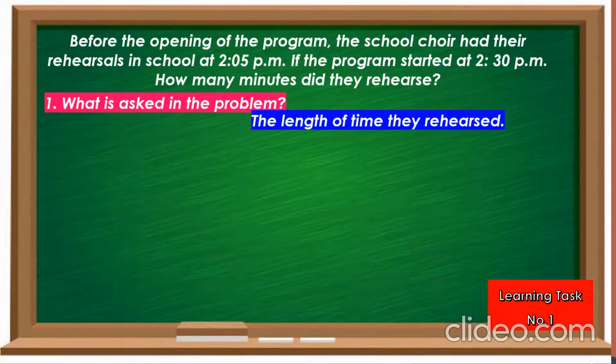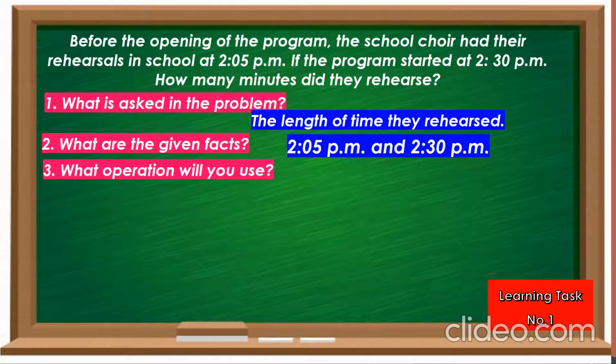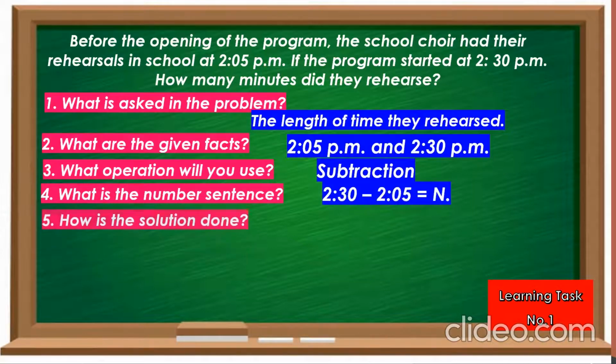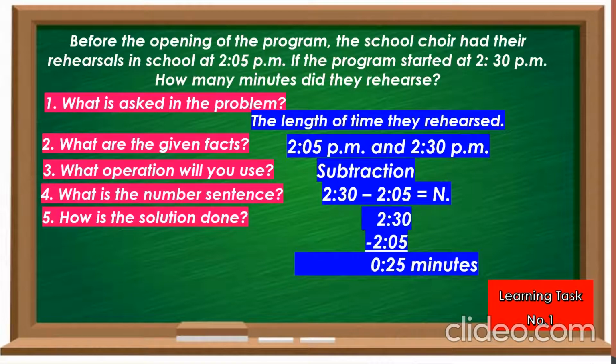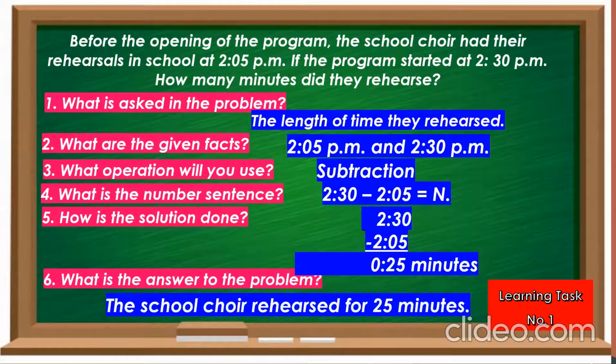So these are the answers. What is asked in the problem? The length of time they rehearse. What are the given facts? We have 2:05 p.m. and 2:30 p.m. What operation will you use? Subtraction. What is the number sentence? 230 minus 205 equals n. How is the solution done? 230 minus 205 equals 25 minutes. So what is the answer to the problem? The school choir rehearsed for 25 minutes.